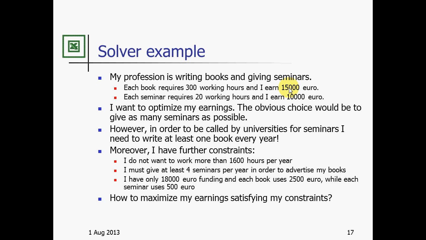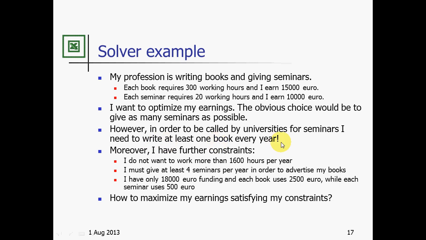So if this were the situation, the problem is obvious. However, the problem is not so simple as it seems. For example, there may be some constraints, so you may have some condition to satisfy. The first one may be the fact that in order to be called by universities for seminars, you need to write books. If you stop writing books, they won't call you anymore. So the first constraint you may have is to write at least one book every year.